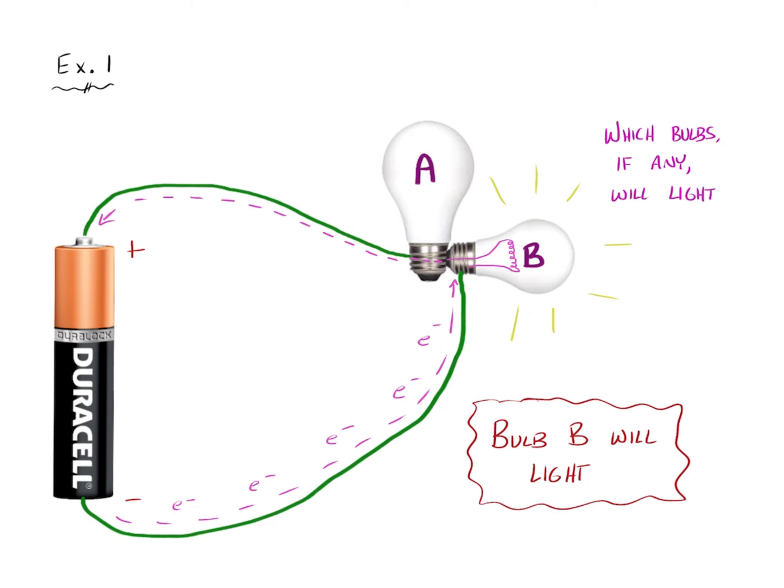So in this case, bulb B is the only bulb that will light, since it's the only bulb that I am forced to go through in order to get to the positive section. A essentially is what we call short-circuited. I don't have to go through the bulb. I can jump straight across that threaded section and be on my way.